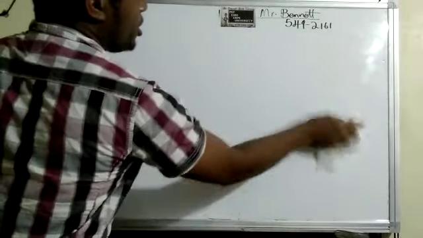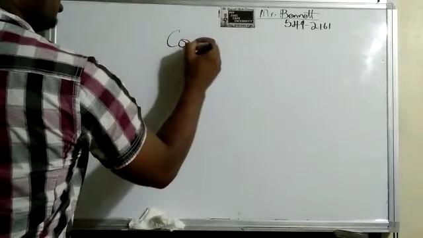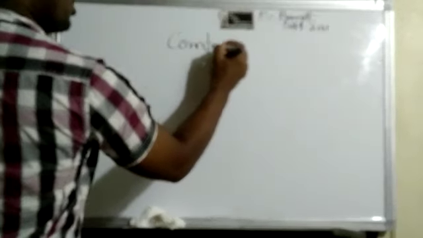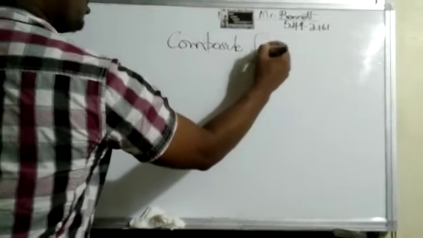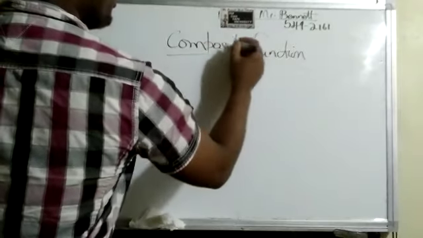Alright, we've been looking at single functions, but what if they gave us two functions to combine? That is known as a composite function. So what we'll be doing is combining two or more functions.